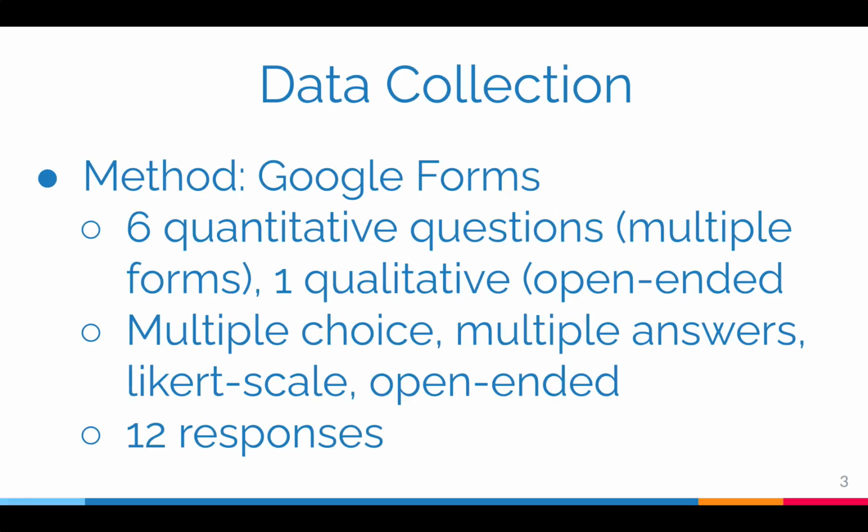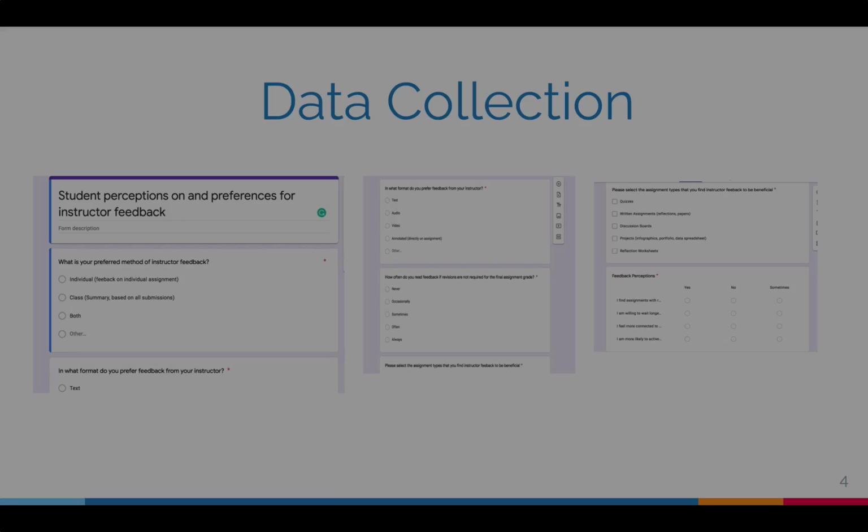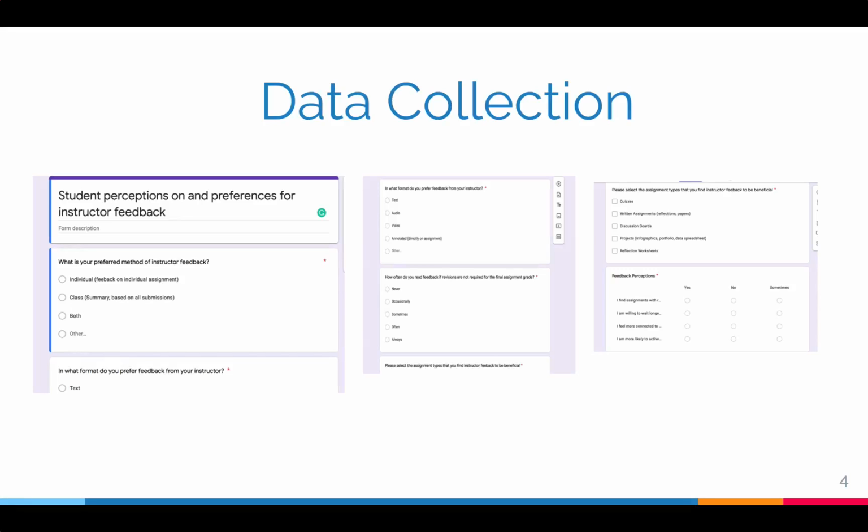For the data collection, I sent out a Google Form survey. This Google Form survey consisted of 6 quantitative questions of multiple forms and 1 open-ended qualitative question. Those quantitative questions were multiple choice, multiple answer, Likert scale, and again, the qualitative question was open-ended. I received 12 responses on this Google form. So here is an example of the Google form.